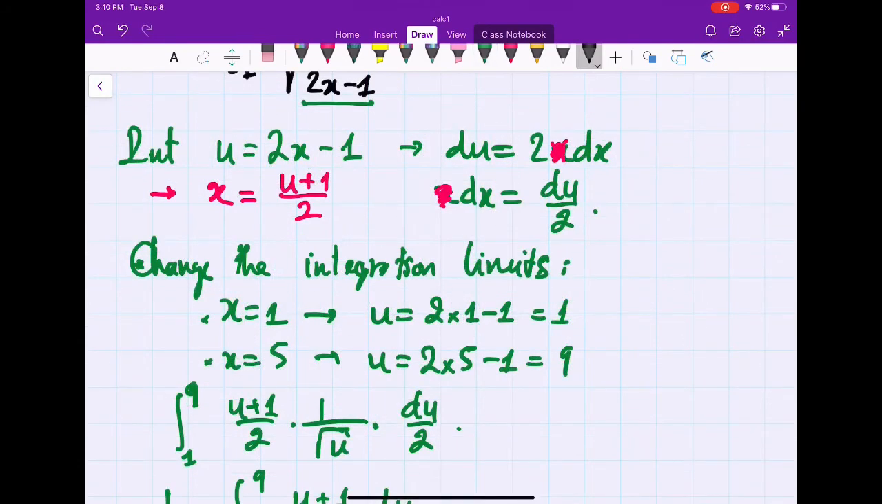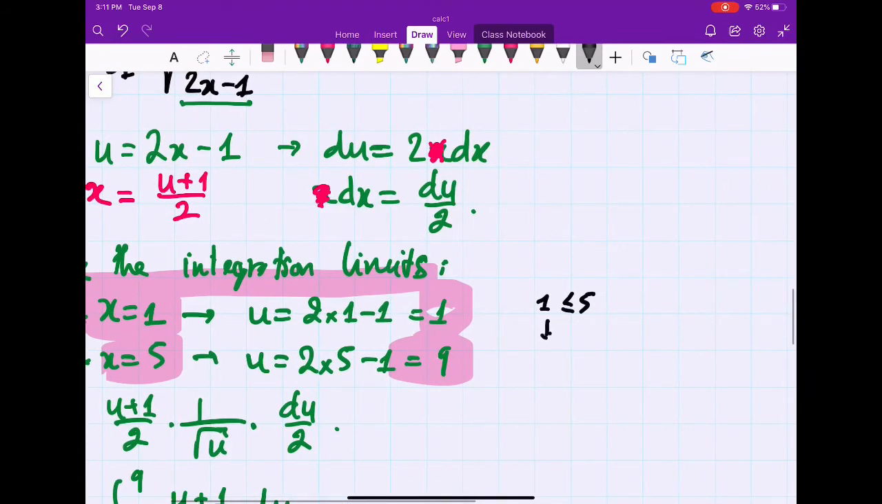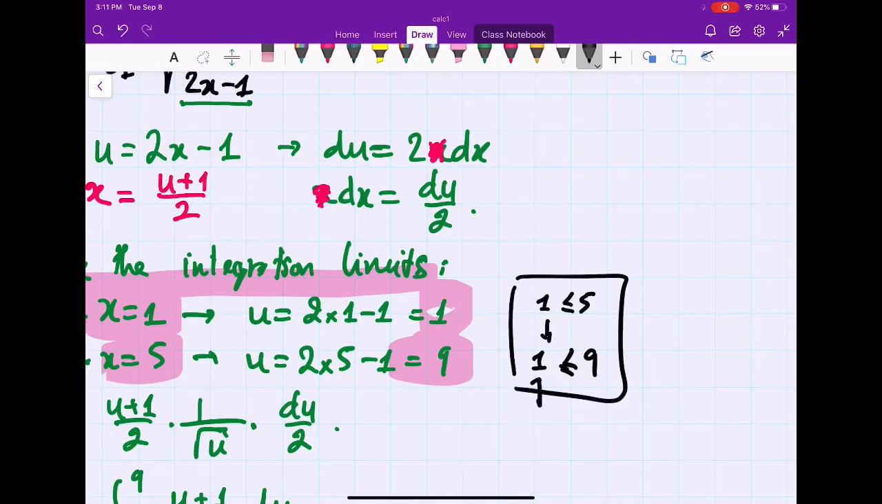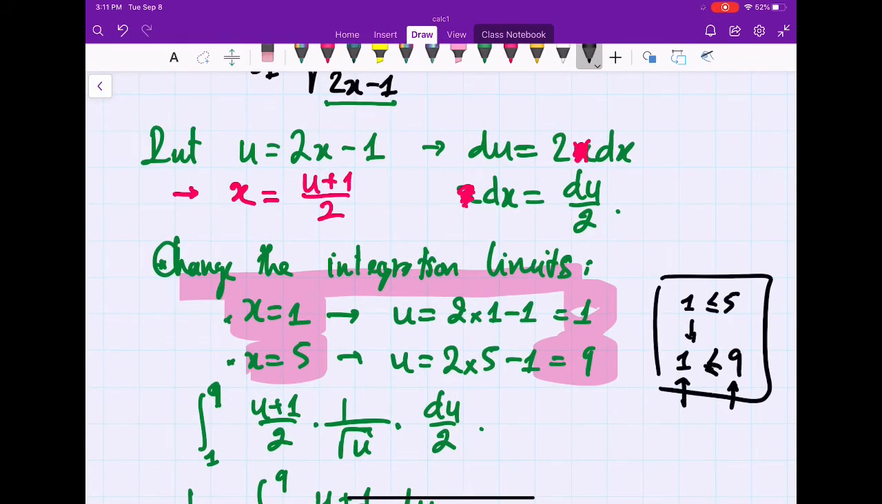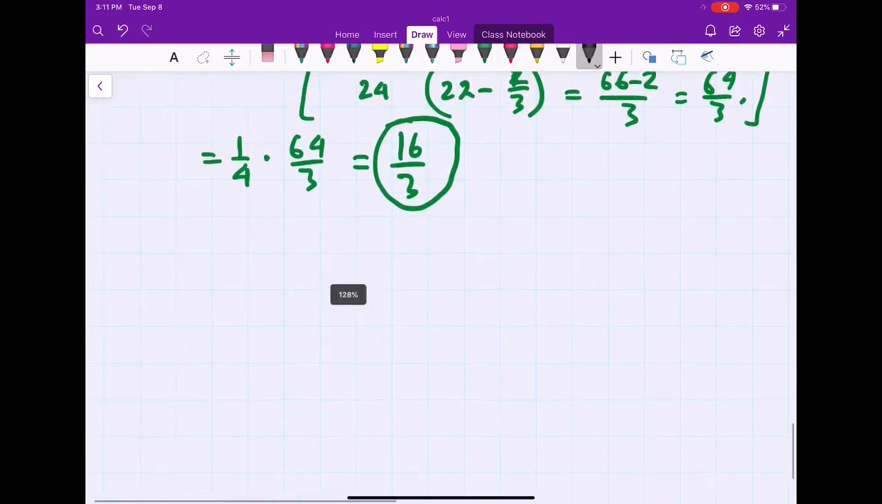Before we move to the next example, I would like to mention one thing that sometimes confuses students. Look at this. When we change the integration limits, when x is equal to 1, you have u equal to 1. x equal to 5, u equal to 9. So basically, what is that? You can see 1 is less than or equal to 5, right? And when you change this, you get 1 less than or equal to 9. But sometimes when you change the integration limits, this number is not less than or equal to that one. Sometimes it is backward. Does that make sense? Don't care about that. Just keep the order like this. Okay, so let's consider the following example.